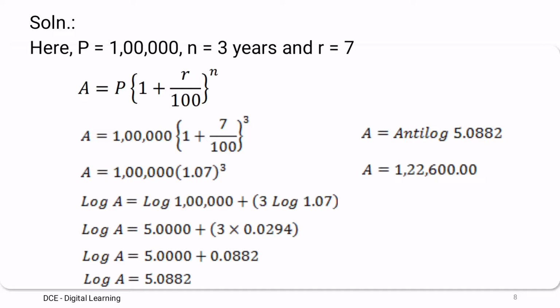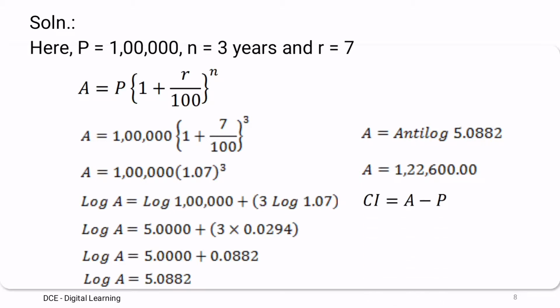Now the antilog value for 0.0882 is 1226. Here the characteristic is 5. So therefore the number of integral digits in the result will be 5 plus 1, 6 digits. So therefore 1226 becomes 122600. So therefore the amount is 1,22,600.